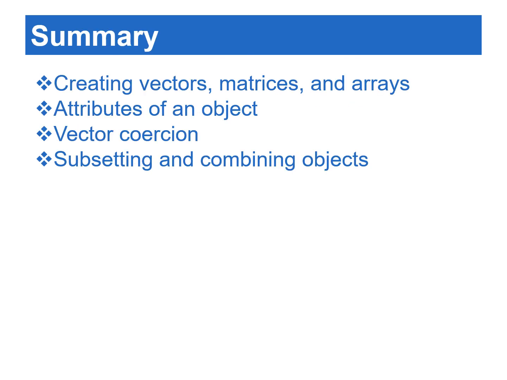Now, let's review what we've learned from this video. In this video, we learned how to create vectors, matrices, and arrays by using different functions. We saw some examples of using vectors for calculations and comparisons. In some situations, a vector needs to be coerced from one type to the other, by following the rules of coercion. We also learned how to create and access the attributes of an object. Once objects are created, we often need to subset them, or combine them into a new object.